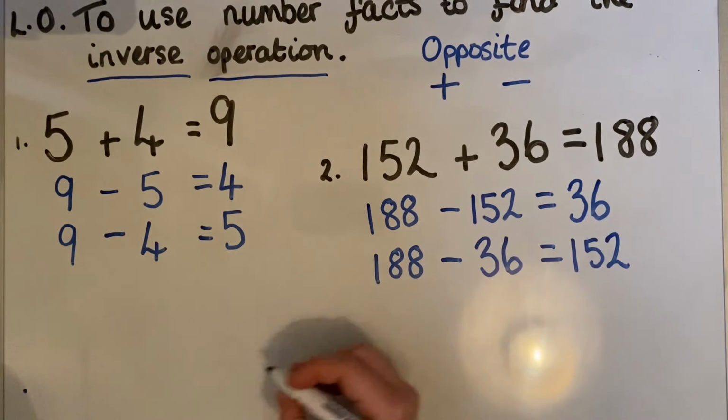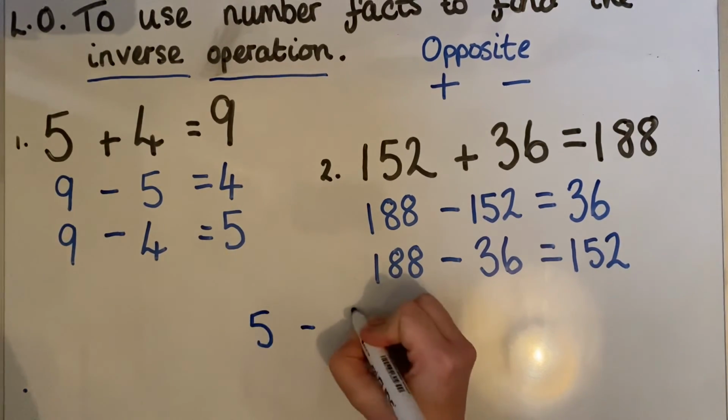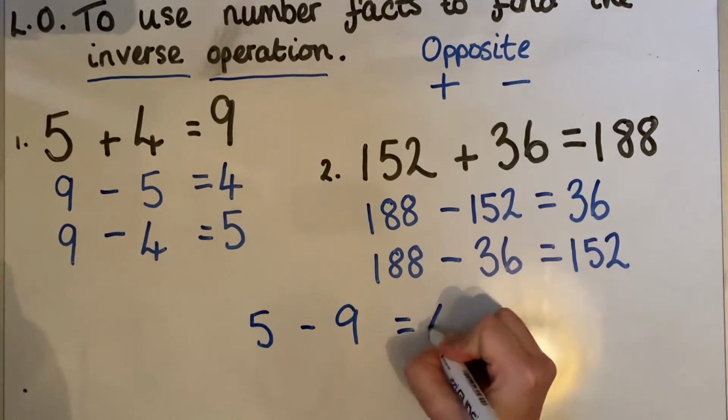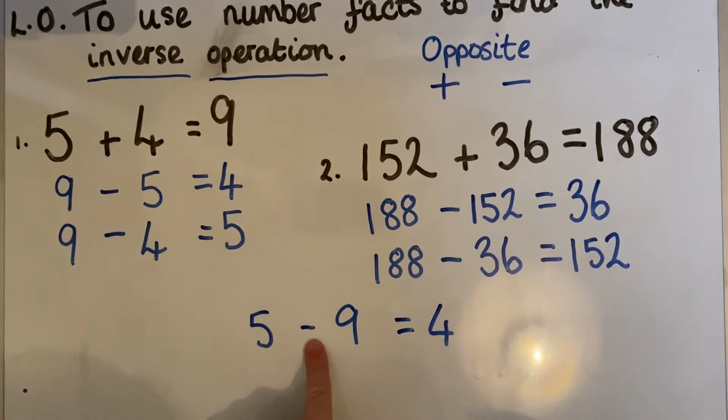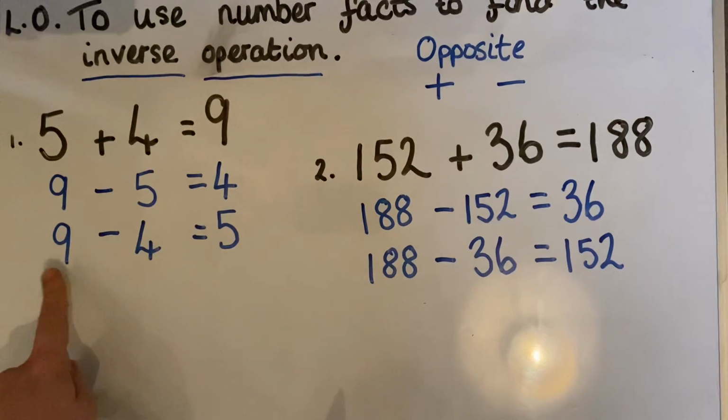Because if I was doing this one here and I said 5 take away 9 equals 4, well, those numbers aren't possible to do, are they? We can't take away 9 from 5 because 5 is too small, and it definitely wouldn't equal 4. So you need to be really, really careful that your biggest numbers always go at the start when you're taking away.